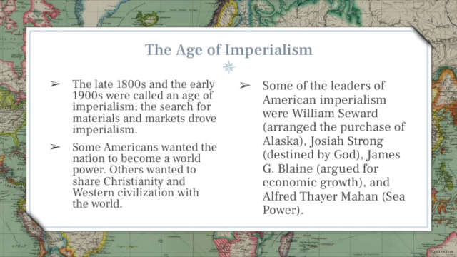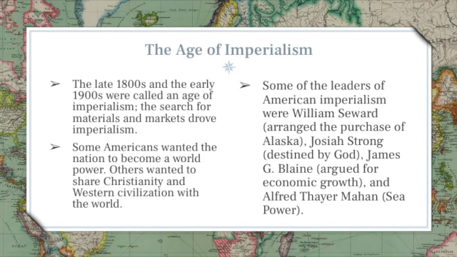Age of Imperialism. The late 1800s, early 1900s, are known as the Age of Imperialism because this is when we are looking for new materials. We're looking for places to sell our goods, to trade our goods, those markets. And there were some Americans who wanted to become a world power. We wanted to see some of that power that other countries had held on to for a long time. Others wanted to share Christianity. They wanted to push out a civilized way of living to other parts of the world that were maybe less civilized in the eyes of Americans at the time.